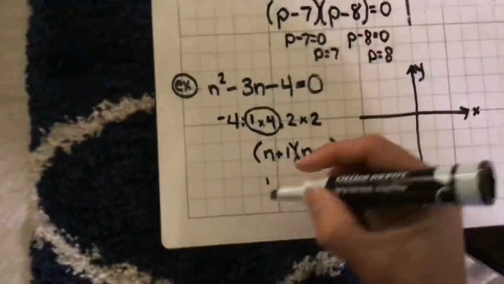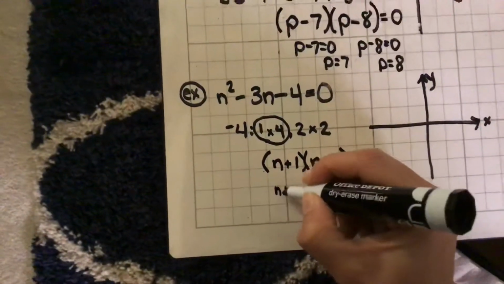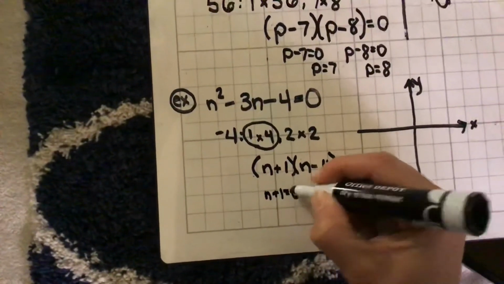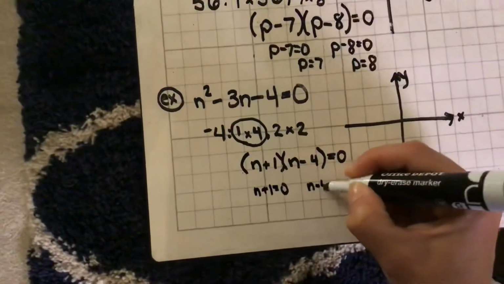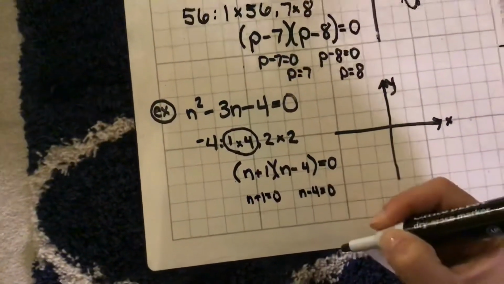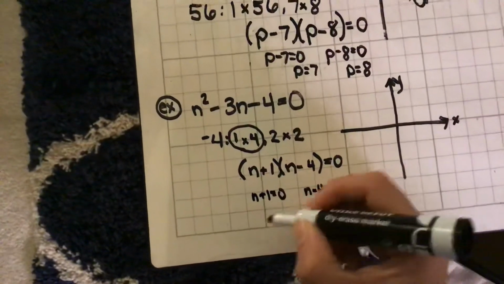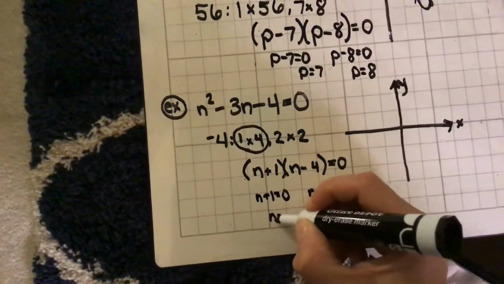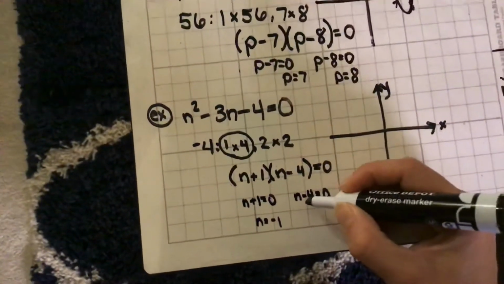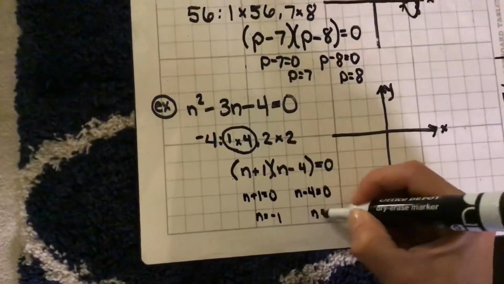So I'm going to have n plus 1 equals 0. And I'm going to have n minus 4 equals 0. I'll have to subtract 1 from both sides. So n is equal to negative 1. And I'm going to add 4 to both sides. N is equal to positive 4.